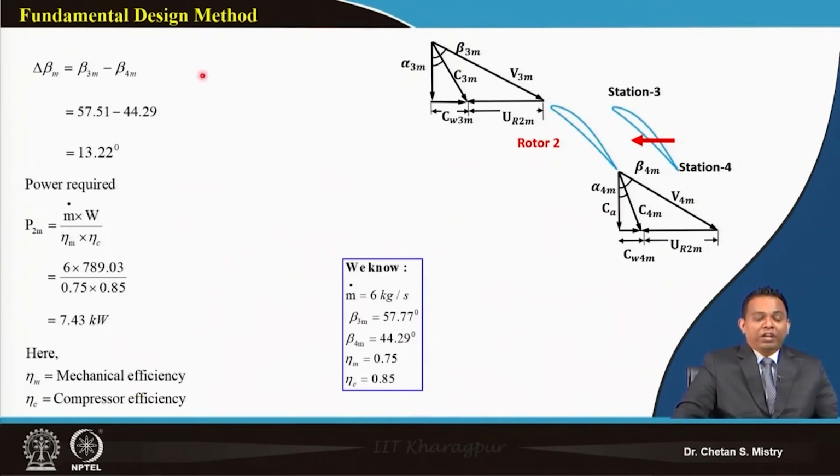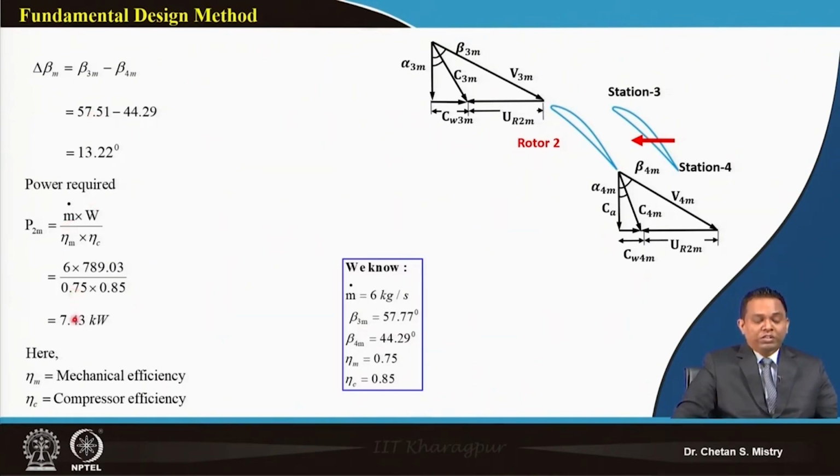So based on that we can do our calculation for, say, my delta beta. Once this delta beta is known to us, we can move forward with the calculation of other velocity components. Again, since we have motors with a capacity of 15 kilowatt, that's a constraint that was given to us. So we will be calculating the power required for rotor 2.